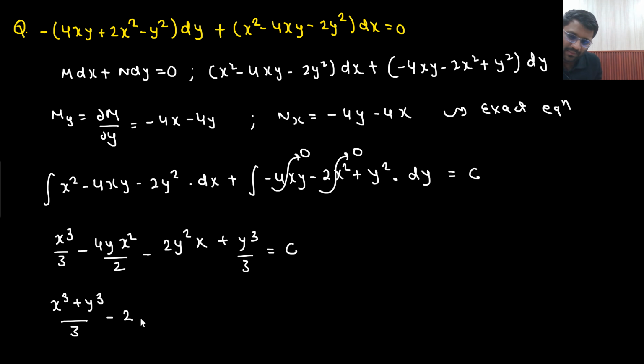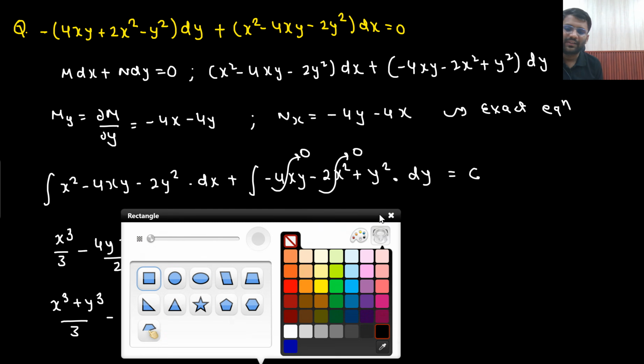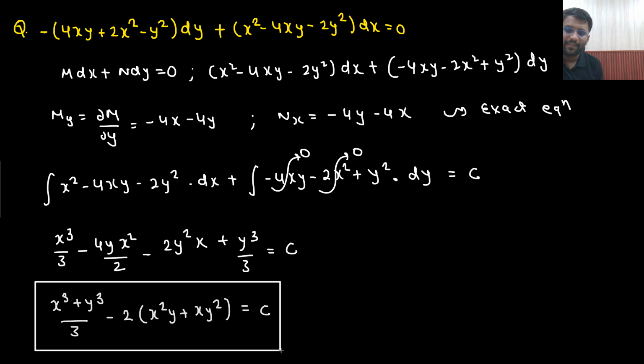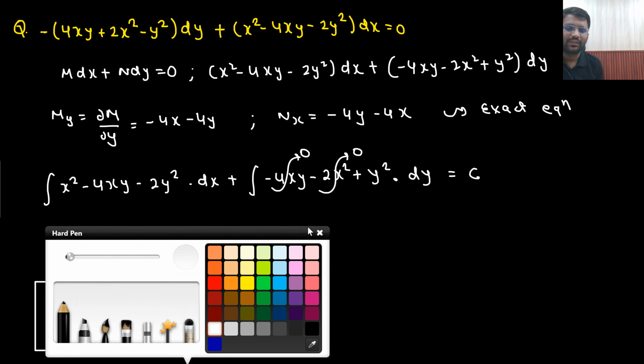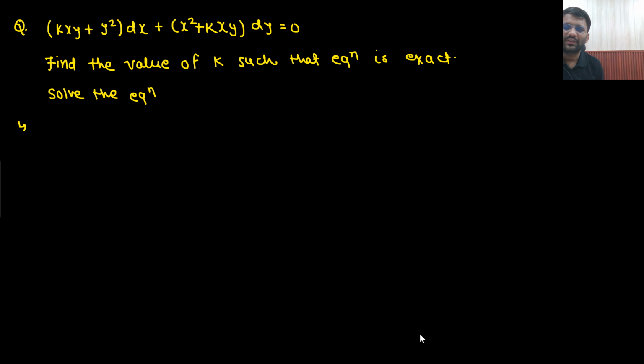2 outside you take, minus 2 outside you take, x square y plus x y square equals constant, right? x cube plus y cube by 3 minus 2 outside you take, because this is becoming 2 x square y plus x y square. So this is the answer that we can write down. Understandable? So this is your exact equation. If there are more questions, yes.